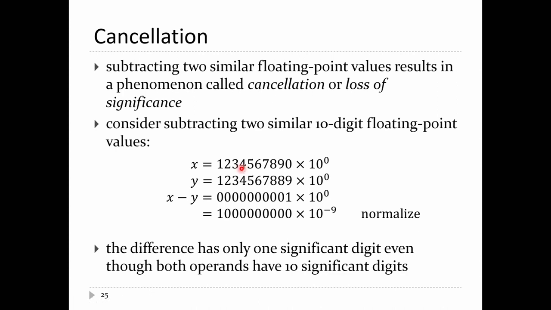Here I've got 10 digits in my two numbers. I'm going to subtract them. They're only different in the last two digits. One number ends in 90, the other ends in 89. If I subtract those two values, I get all zeros and a 1 times 10 to the 0. So notice what has happened here. There's no error in the result. But how many significant digits are in that result? Everything's zero except for one digit, so there's one significant digit in the result. But your X and Y both had 10 significant digits. So you potentially lose up to 9 significant digits in this example.